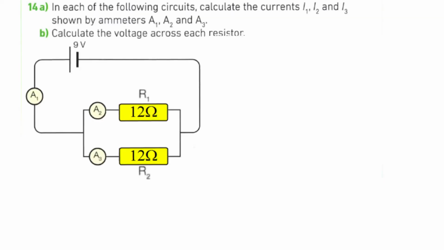Then, in each of the following circuits, calculate the currents I1, I2, I3 shown by ammeters A1, A2, A3. Calculate the voltage across each resistor.